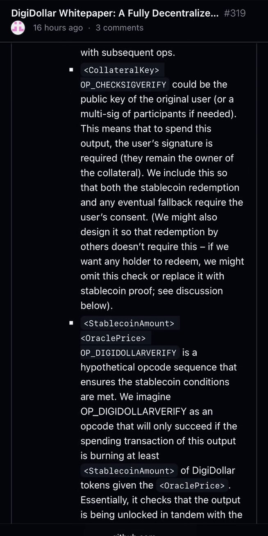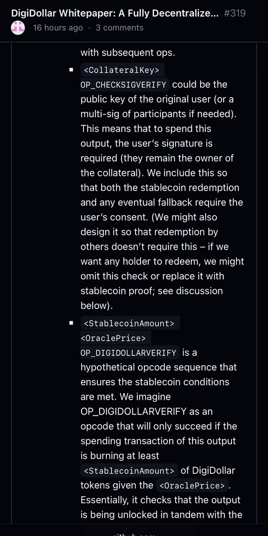<collateral key> OP_CHECKSIGVERIFY could be the public key of the original user, or a multi-sig of participants if needed. This means that to spend this output, the user's signature is required. They remain the owner of the collateral. We include this so that both the stablecoin redemption and any eventual fallback require the user's consent. We might also design it so that redemption by others doesn't require this. If we want any holder to redeem, we might omit this check, or replace it with stablecoin proof.